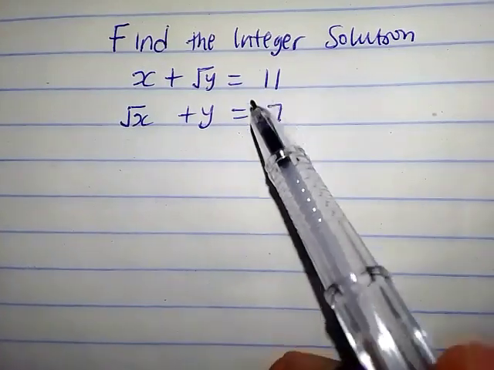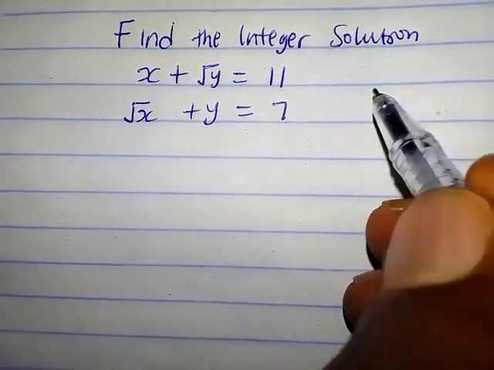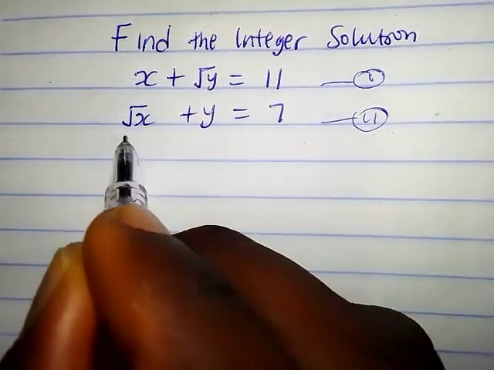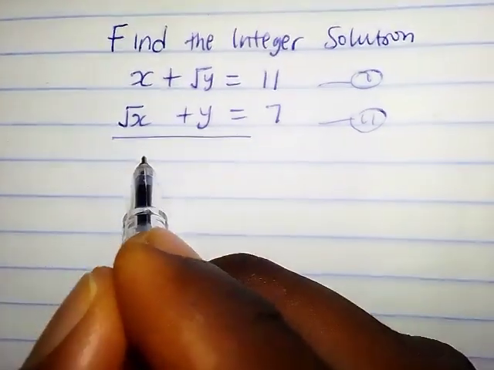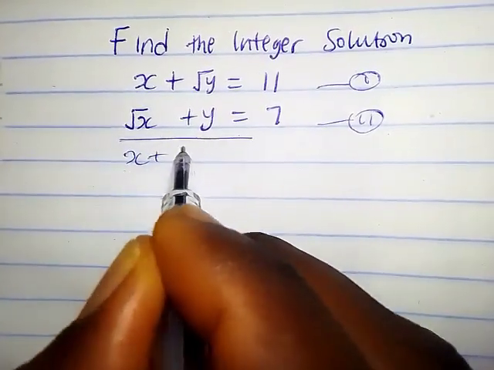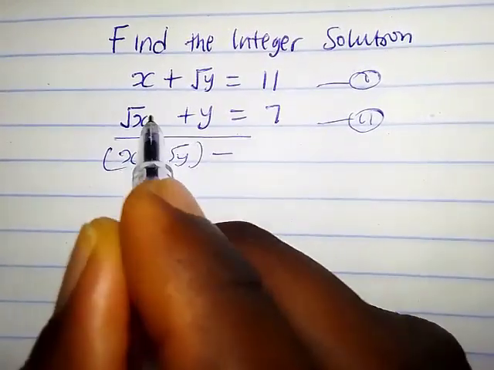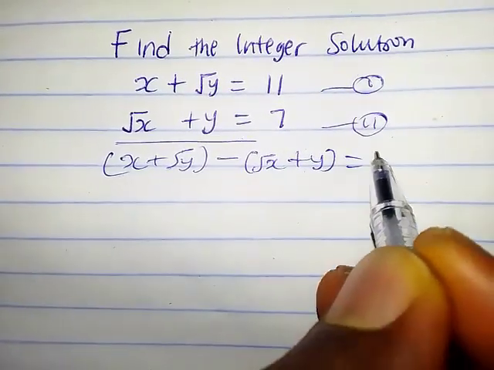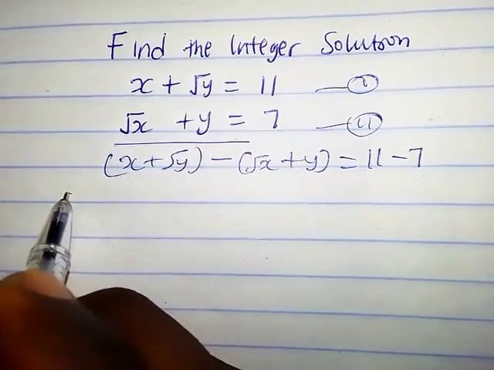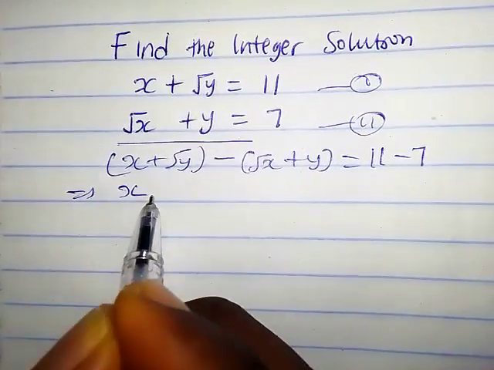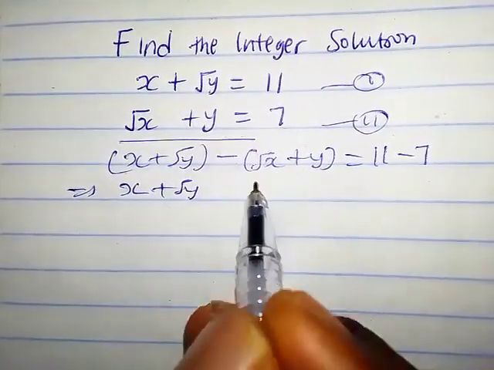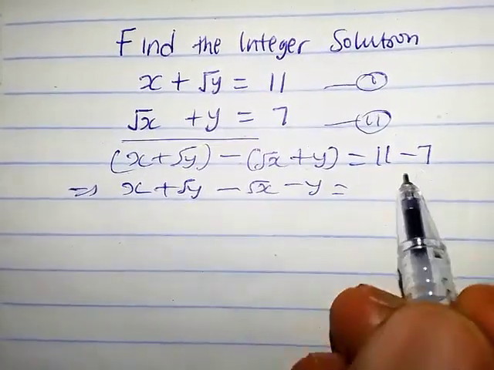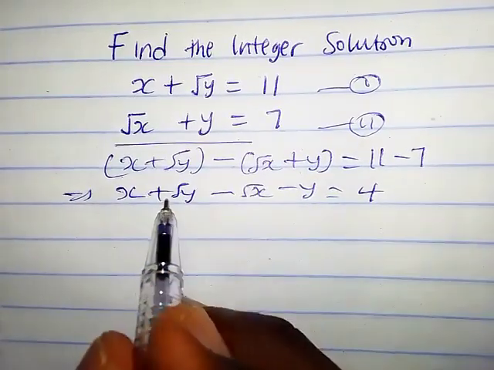Hello, how do we find the value of x and y in this equation? Let's call this equation 1 and this equation 2. We are going to subtract these two equations. So we have x plus square root of y minus square root of x plus y equals 11 minus 7. Opening the bracket, we have x plus square root of y minus square root of x minus y equals 11 minus 7, that is 4.